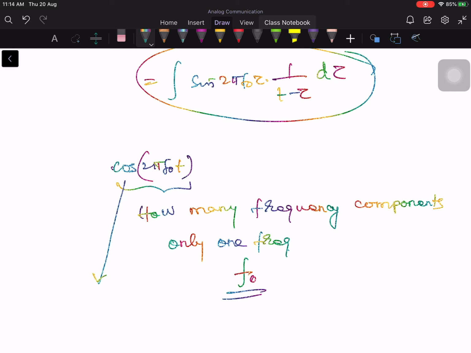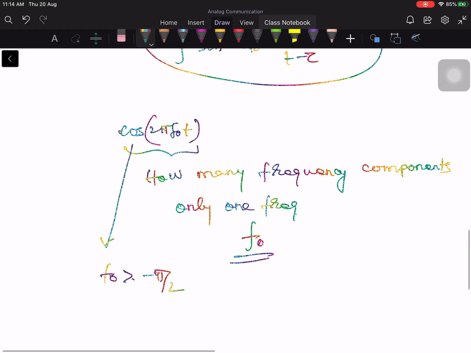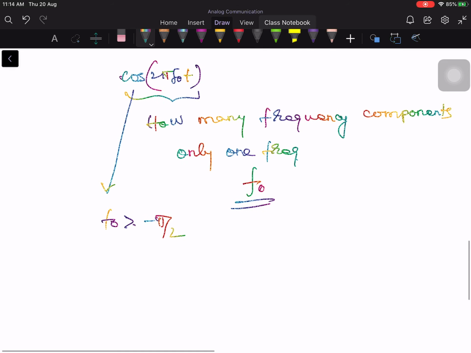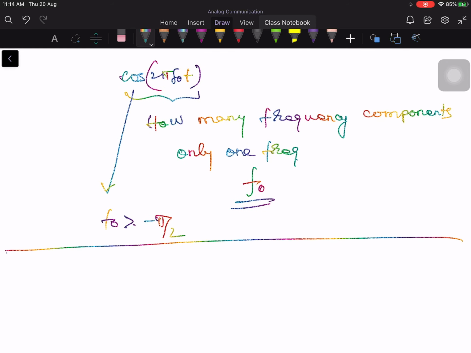So I know what happens to the signal, because F naught is positive. For positive it introduces minus pi by 2. Therefore I can simply write down the Hilbert transform. So nothing to struggle much for sine 2 pi f naught t, cos 2 pi f naught t.